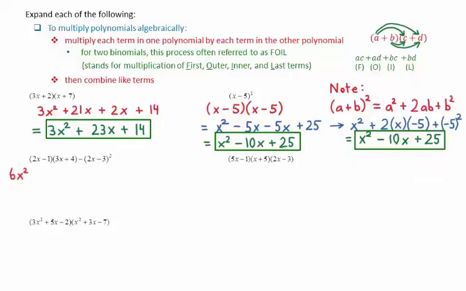For the next one, we have to apply FOIL twice, and then combine like terms. First, 2x times 3x is 6x squared. 2x times 4 plus 8x. Negative 1 times 3x gives minus 3x. And negative 1 times 4 gives negative 4. We then subtract the 2x minus 3 all squared.